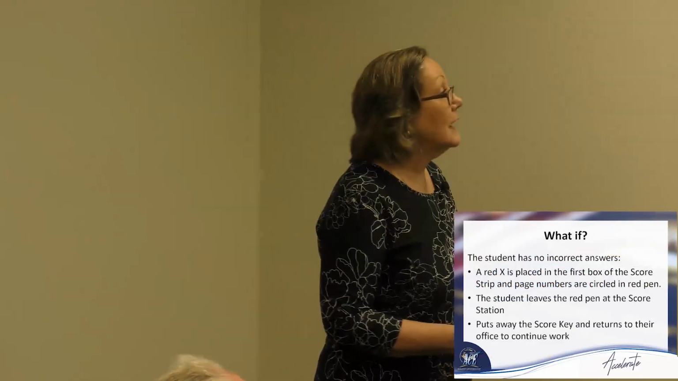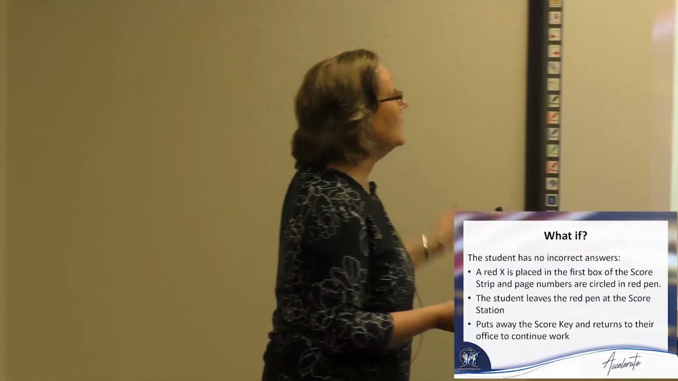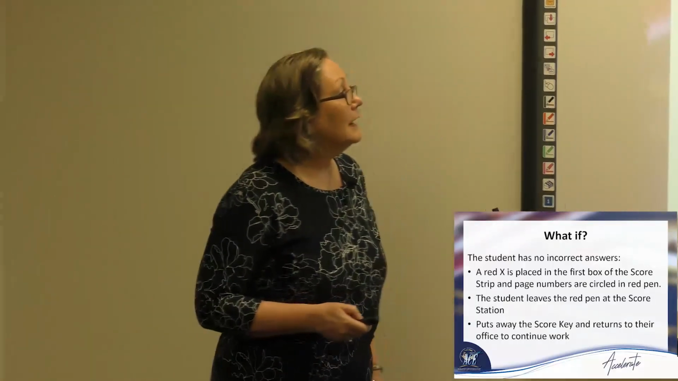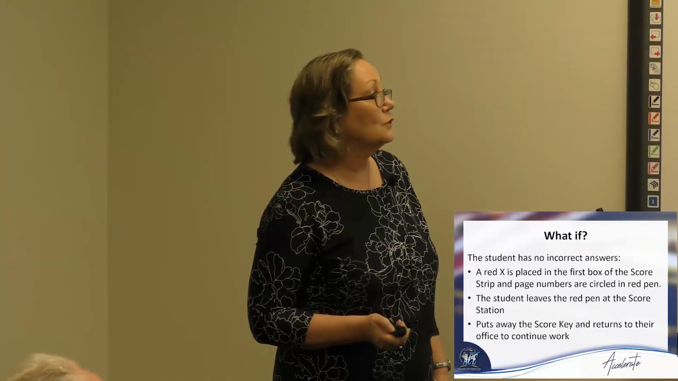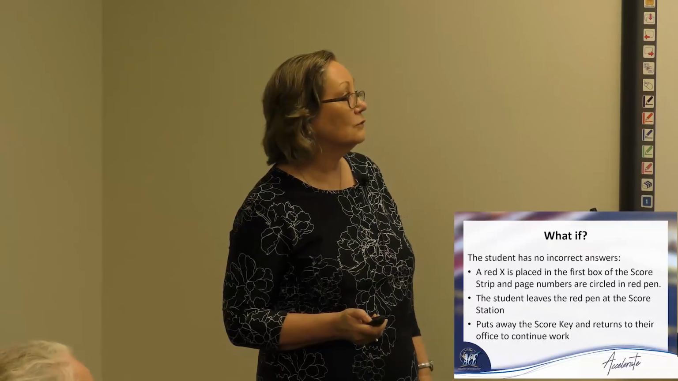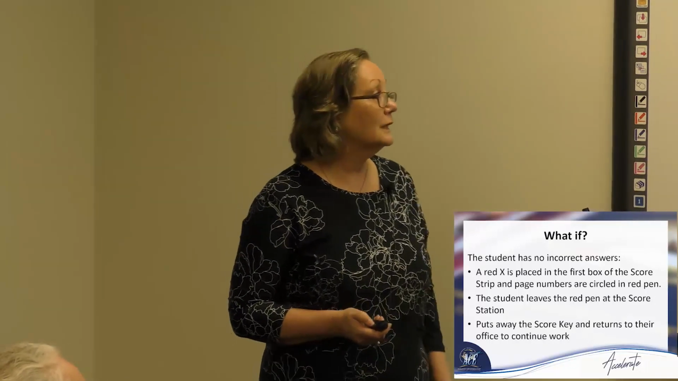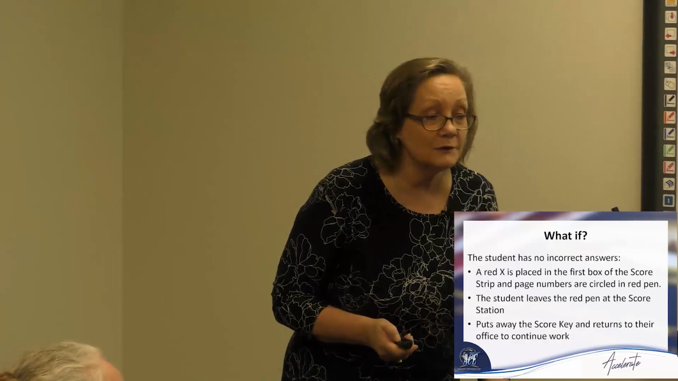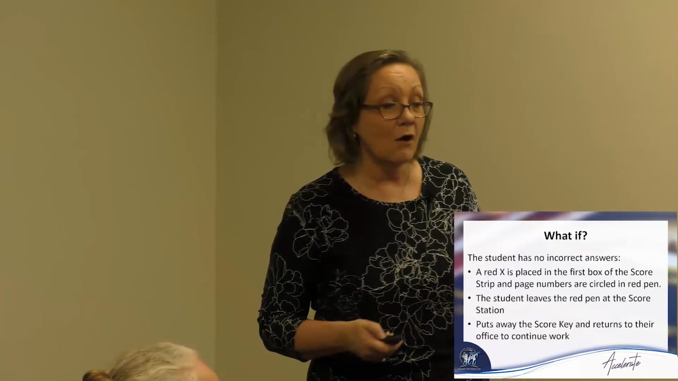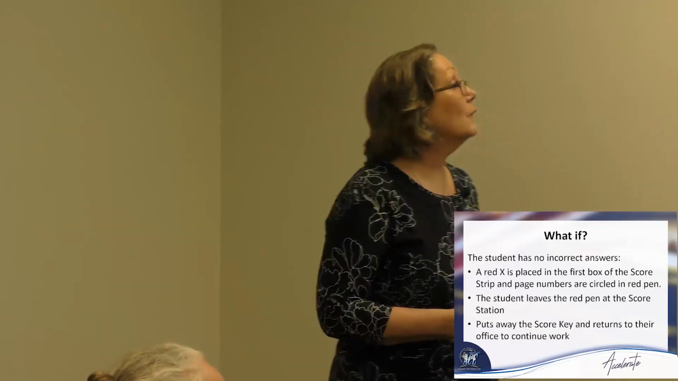Okay, what if the student has no incorrect answers? We've done this, we'll just go over it again. The red X is placed in the first box of the score strip and page numbers are circled in red pen. The student leaves the red pen at the score station, puts away the score key and returns to their office to continue on their work.